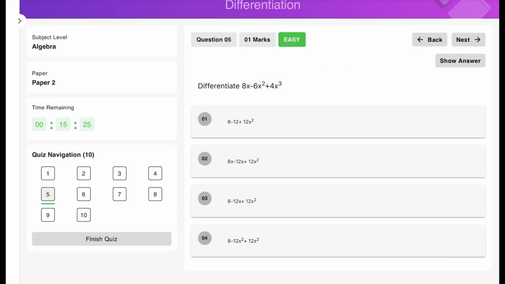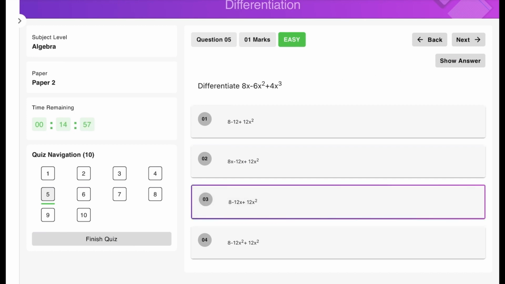And the last example, so when we differentiate this, this is going to be 8 take away 12x plus 12x squared. Right? And looking at which one looks like that would be option number 3. All right, and that brings us to the end of the chapter on differentiation.